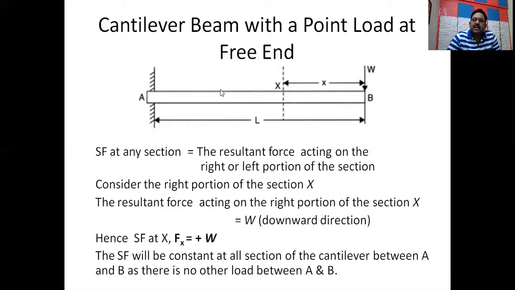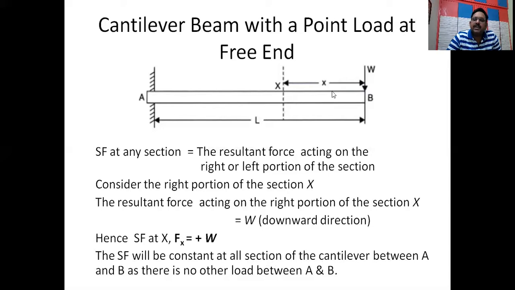On the left hand side, if the resultant force is in the downward direction, we have to take it as negative. These are the sign conventions to draw the shear force and bending moment diagrams, and to find the shear forces at various sections. And the shear force will be constant at all sections of the cantilever.